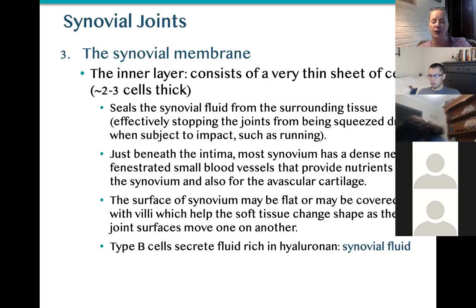And your synovium is going to be rich in type B cells, which are a type of fibroblasts. Sometimes they're called fibrosynovial cells. And these are the cells that will secrete hyaluronic acid, also known as hyaluronin, okay? And this is the stuff that confers that thick, lubricating quality to the synovial fluid.